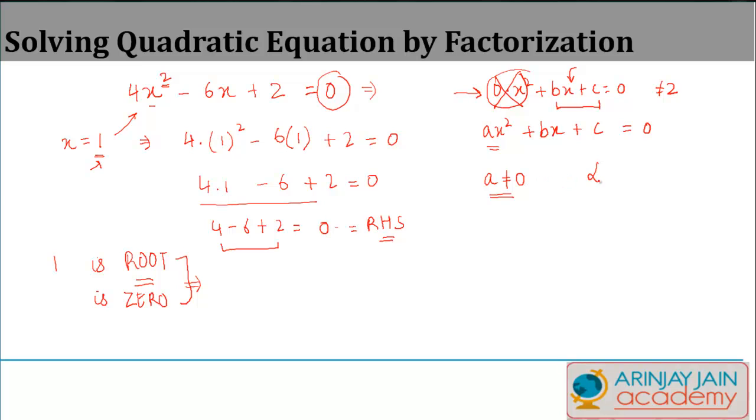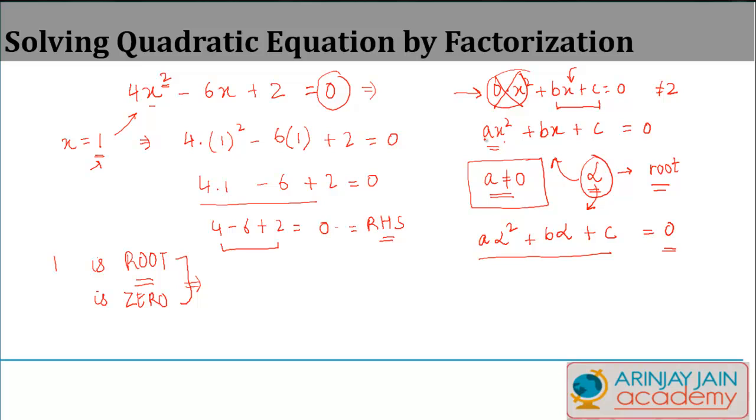For any root alpha, we say that alpha is a root of this equation if a alpha squared plus b alpha plus c is equal to 0. When we substitute any value, which we are calling alpha, in this equation and the right hand side becomes 0, we say that alpha is the root of that given quadratic equation. The thing is that a cannot be equal to 0. b could be 0, c could be 0, but a cannot be 0. We also say that x is equal to alpha, where alpha was the root, is also the solution of the quadratic equation given to us.